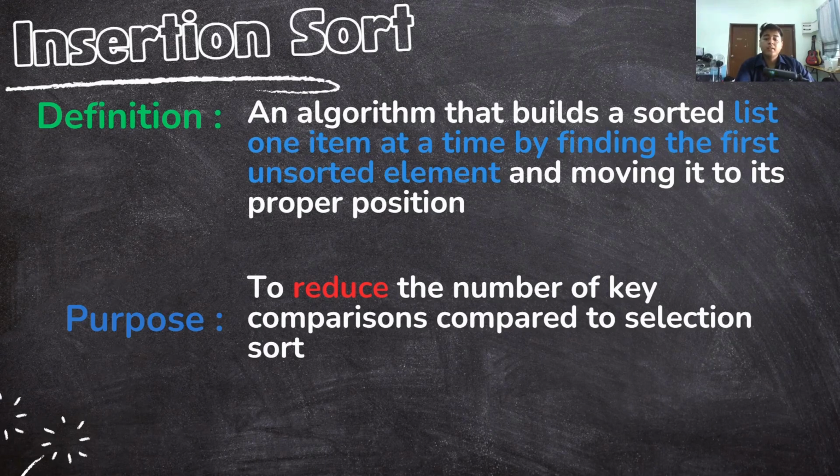So it is an algorithm that builds a sorted list one item at a time by finding the first unsorted element and moving it to its proper position. So the purpose of this insertion sort is to reduce the number of key comparisons compared to the selection sort.